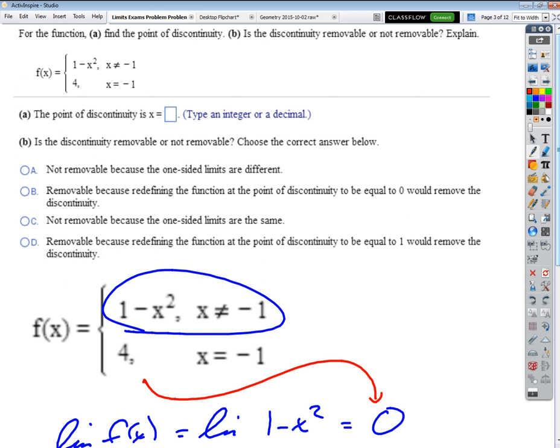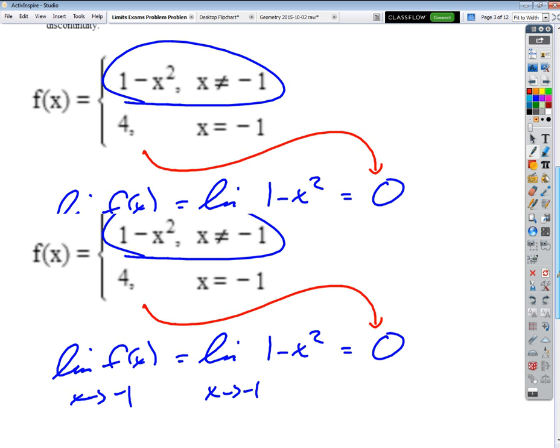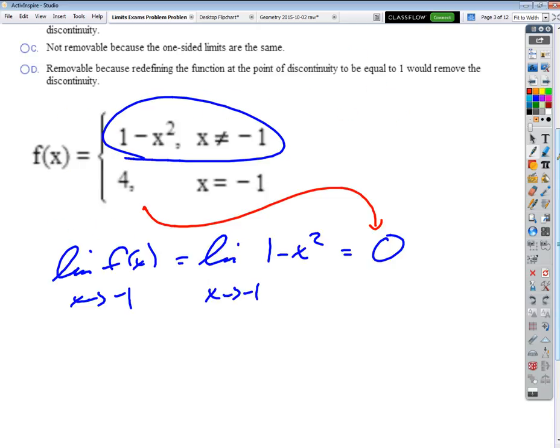It is not continuous, but then the other part wants to know if it's discontinuous, is it removable or not? But first, what's the point of discontinuity? The point of discontinuity is at x equals -1, right? Does everyone understand the question? Where's the point of discontinuity? Well, what if the ant's walking along the top function? Are there going to be any discontinuities in the function 1 minus x squared?